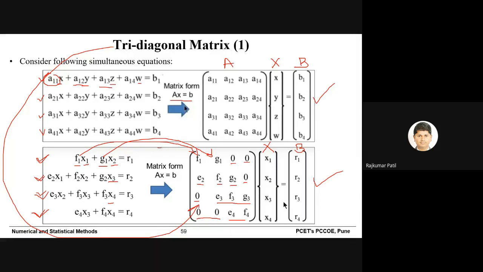Because the main diagonal, all the values associated with it are known to us. So F1, F2, F3, F4 are known and they are non-zero. This is important, non-zero. And just below this main diagonal, there is a first subdiagonal matrix. Subdiagonal consists of E2, E3 and E4. They are non-zero. And just above the main diagonal, there are three elements G1, G2, G3.